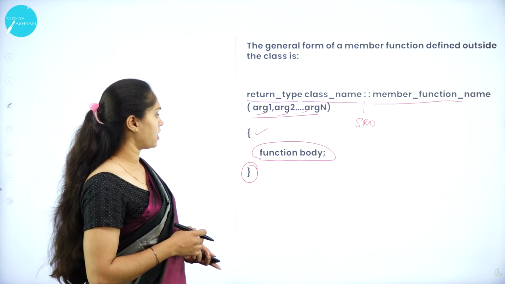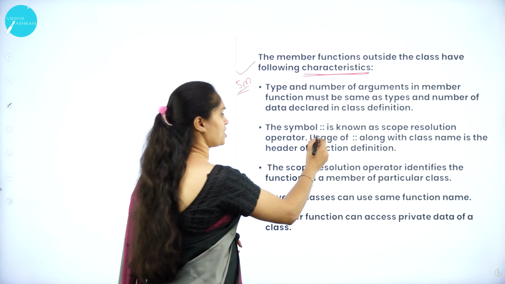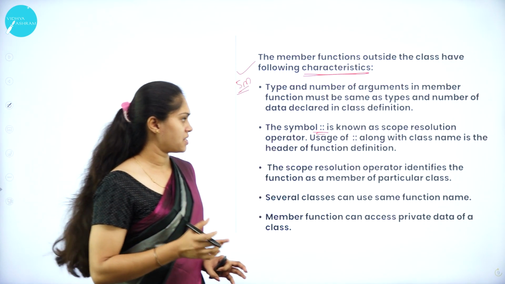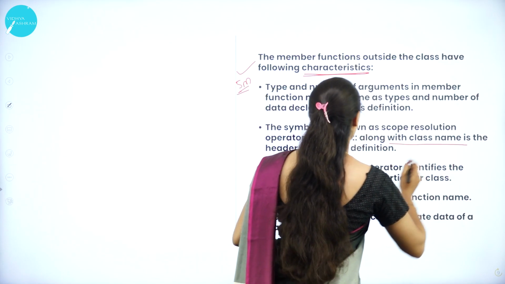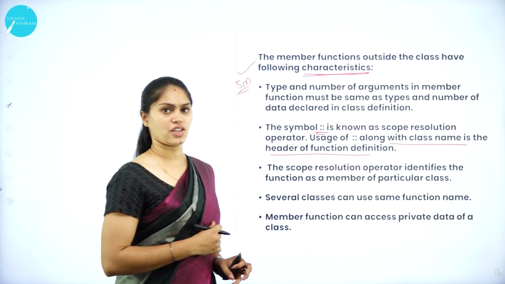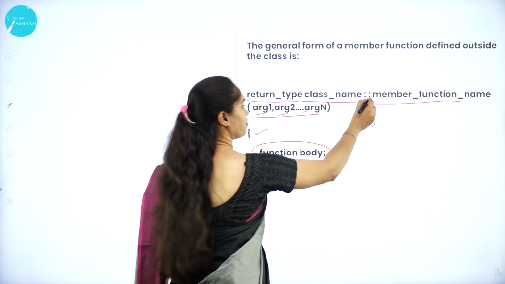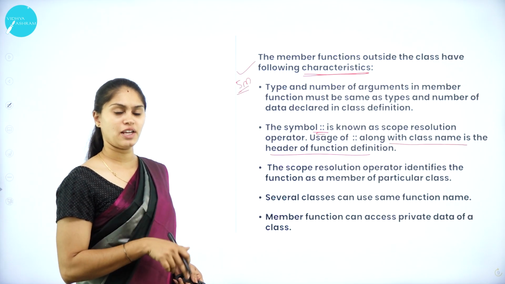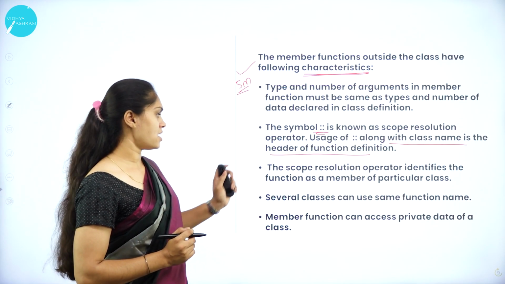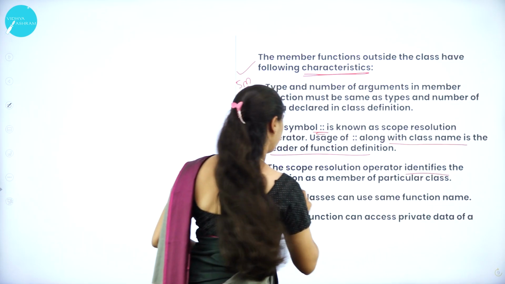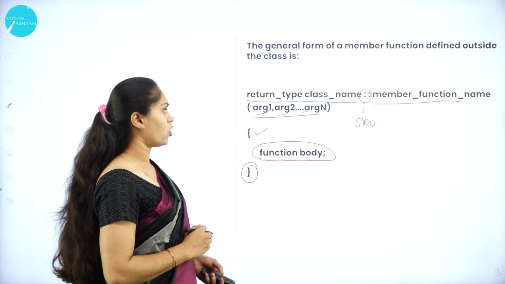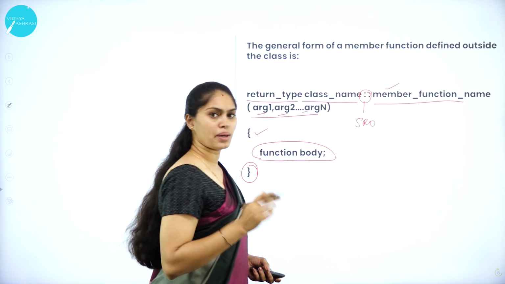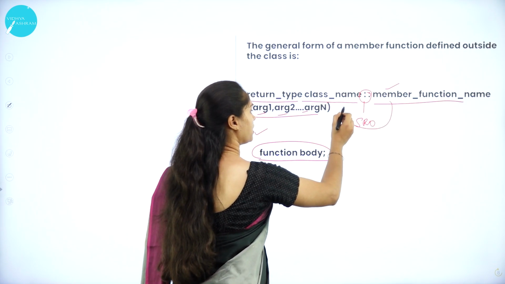I am going to discuss it with an example. And this symbol, what is this? Double colon is nothing but the scope resolution operator, which is mainly used along with the class name in the header of the function definition, and it indicates that I am defining the function. It is also mainly used to define the member function outside the class definition, and it identifies the function as a member of a particular class. What is this scope resolution operator going to do? It will identify a particular member function as a function of a particular class.